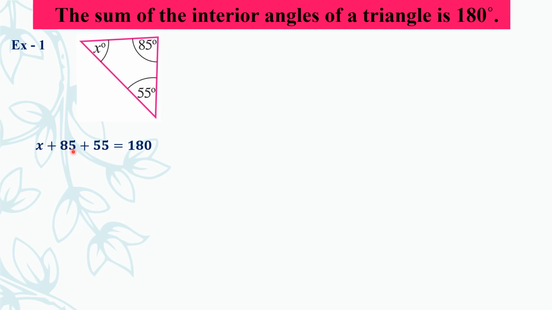And 85 and 55, they are numbers, and we know numbers are like terms. Numbers ඔක්කොම ටික like terms වෙනවා. So again we can simplify these two numbers. 85 plus 55 will be 140. Now we simplified this equation up to this one. Now, but our target is to find the value of x. To find the value of x, we have to simplify this simple equation.